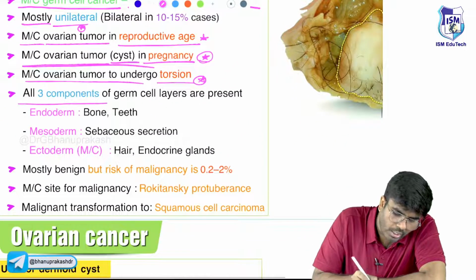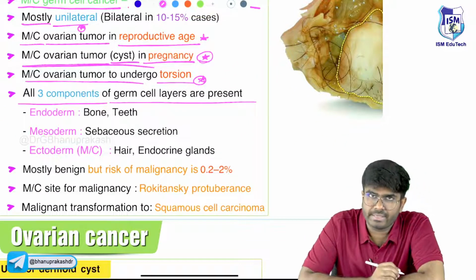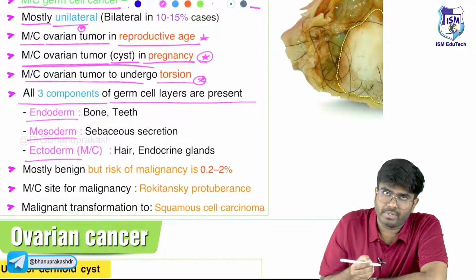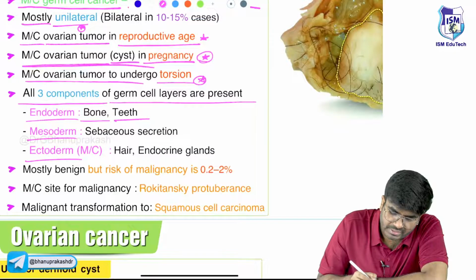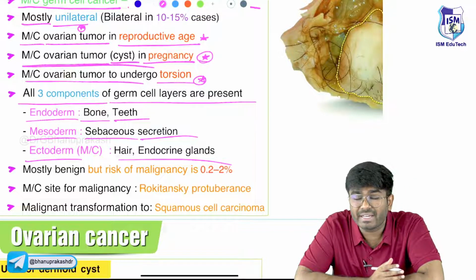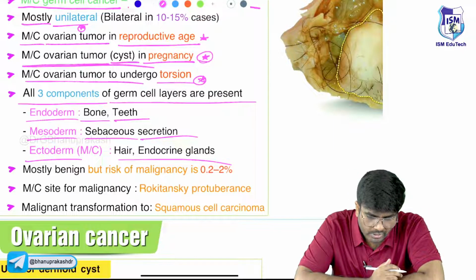All components of the germ layers can be present, as it is made up of three germ layers. Sometimes you can see bone or teeth in this tumor, sebaceous secretions, hair, and endocrine glands. These are the points which I want you to know.